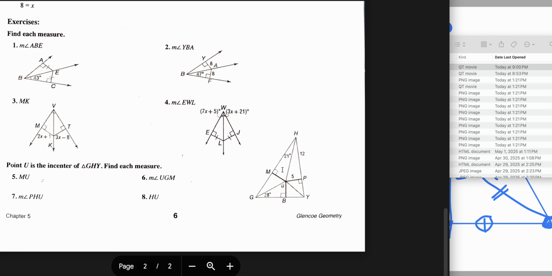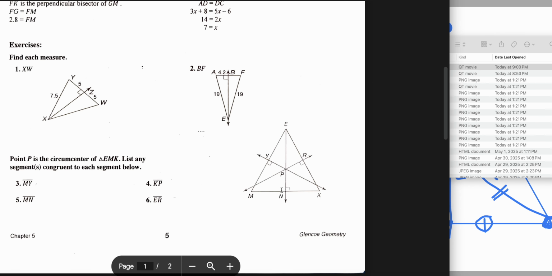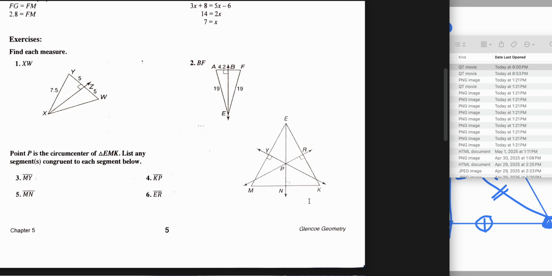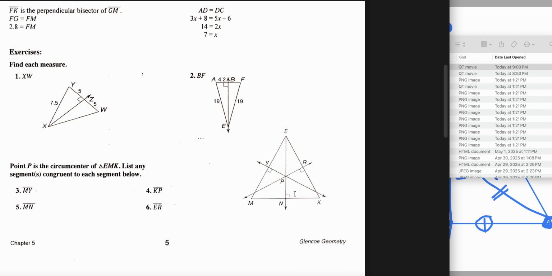And we can do that all the way around the triangle because all of these lines are perpendicular bisectors, right? So ER is congruent to RK, NK congruent to MN. What we cannot say is EY congruent to ER. No, no, no. We cannot say that KR is congruent to NK. Although they look congruent, we don't know if they're congruent. All we can say for certain is that MN is congruent to NK.